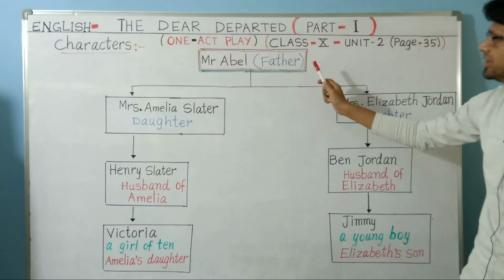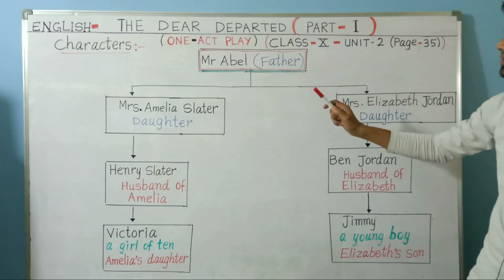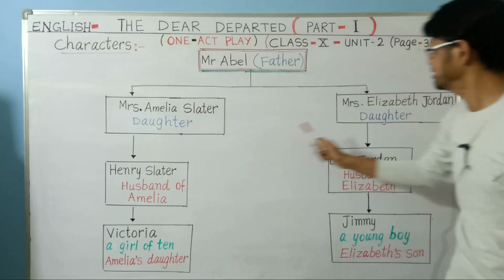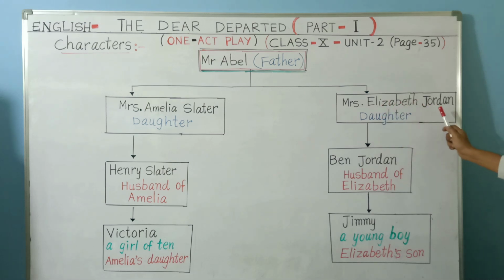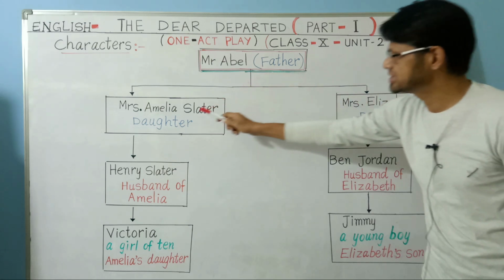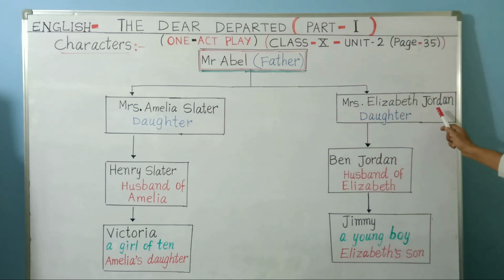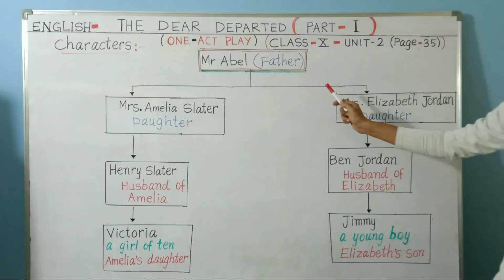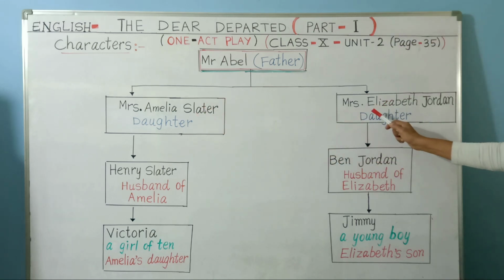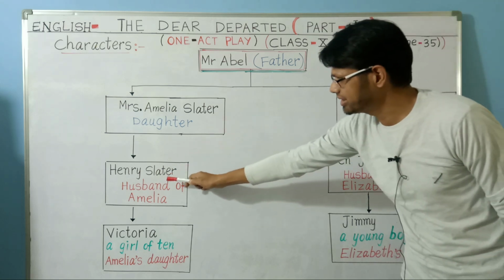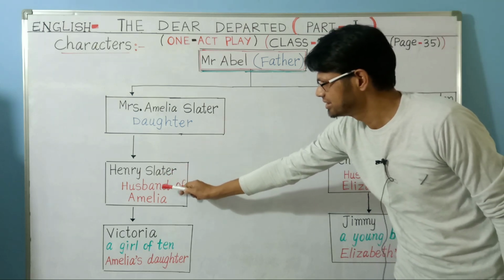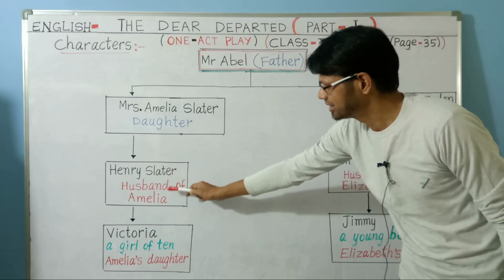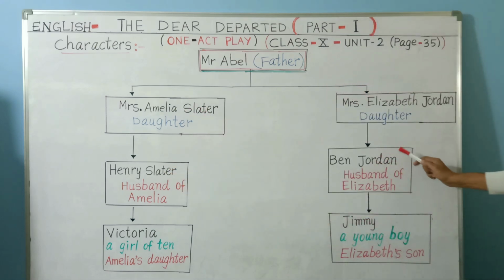So Mr. Abel Merriweather is the father of Mrs. Amelia Slater and Mrs. Elizabeth Jordan. Who is the father of Mrs. Amelia and Mrs. Elizabeth Jordan? Mr. Abel. Next one, Henry Slater. Henry Slater is husband of Amelia. Who is Ben Jordan? Ben Jordan is husband of Elizabeth.